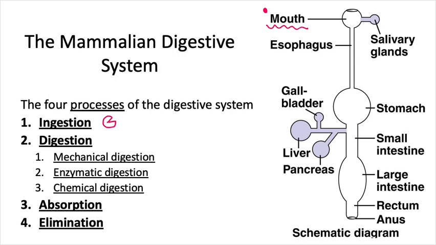Our next process is digestion. Digestion is the major one, and we are going to get digestion starting in the mouth, continuing in the stomach, and also in the small intestine, but not in the large intestine. We will see several different types of digestion along the way.